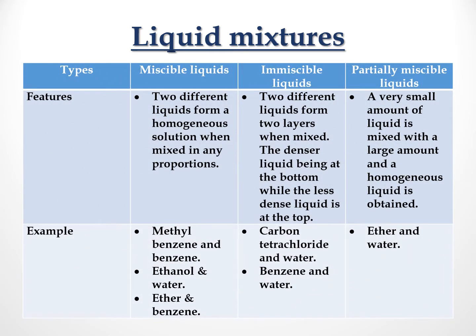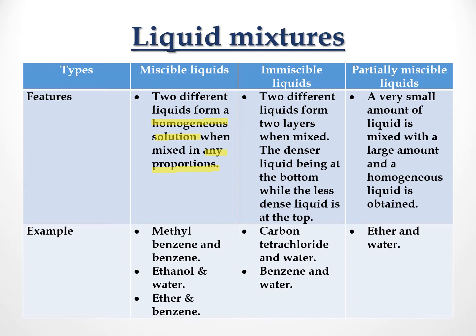There are three types of liquid mixtures, which are miscible liquids, immiscible liquids, and partially miscible liquids. Miscible liquids consist of two different liquids. They form a homogeneous solution when mixed in any proportion. For example, we have methylbenzene and benzene, ethanol and water, ether and benzene.